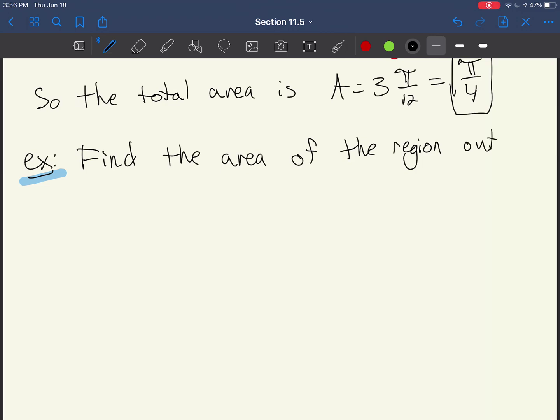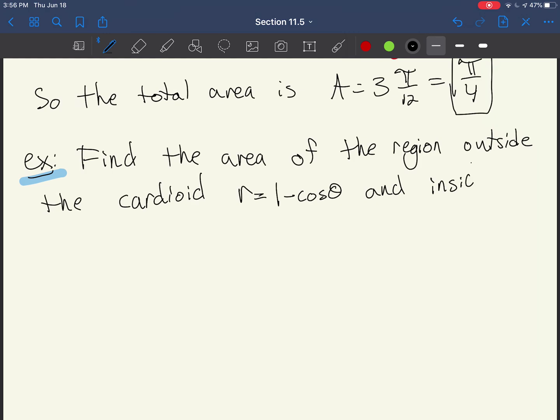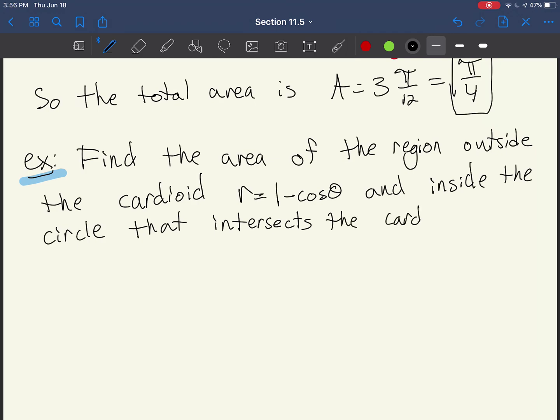So example, find the area of the region outside the cardioid given by r equals 1 minus cosine theta, and we want the area to be inside the circle that intersects the cardioid at the given point.